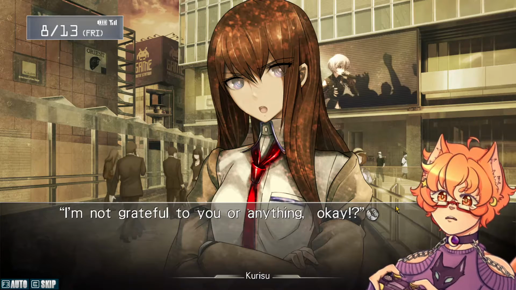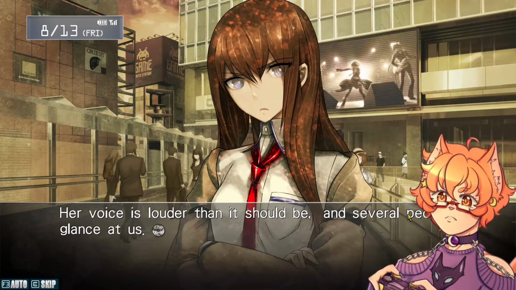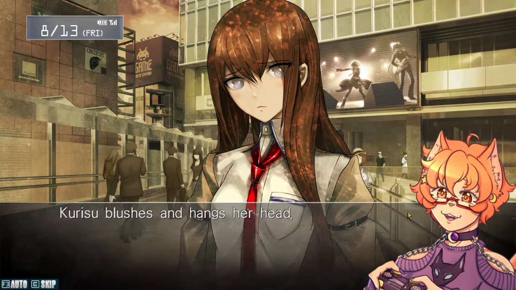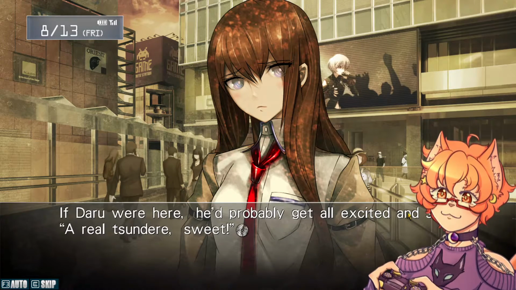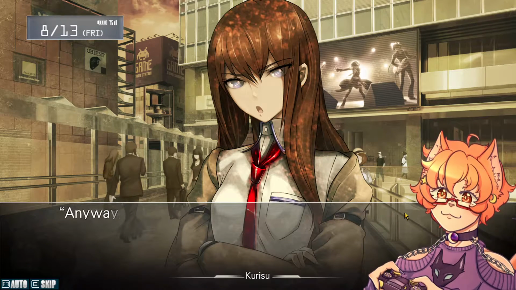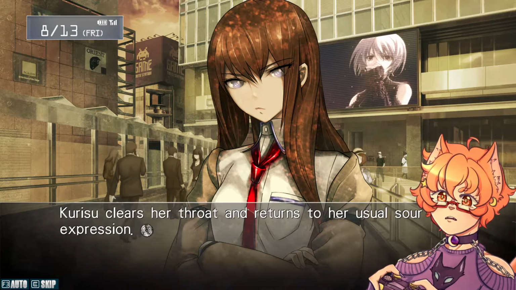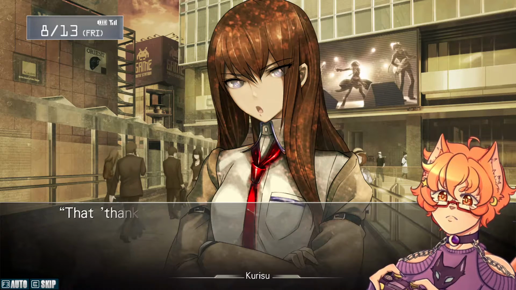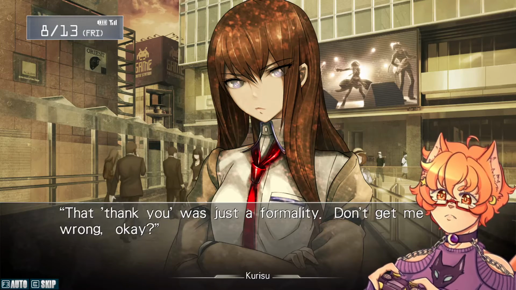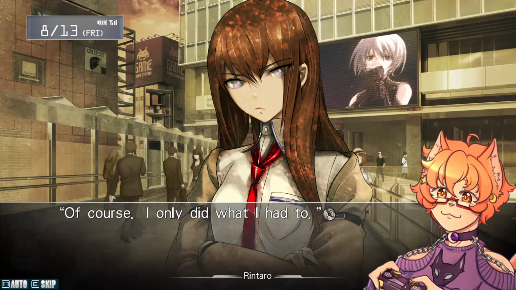I'm not grateful to you or anything, okay? Her voice is louder than it should be, and several people glance at us. Kurisu blushes and hangs her head. If Daru were here, he'd probably get all excited and say, "A real tsundere, sweet!" Anyway... Kurisu clears her throat and returns to her usual sour expression. That thank you is just a formality. Don't get me wrong, okay? Of course. I only did what I had to.